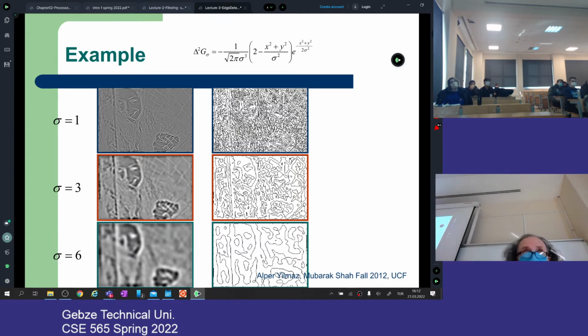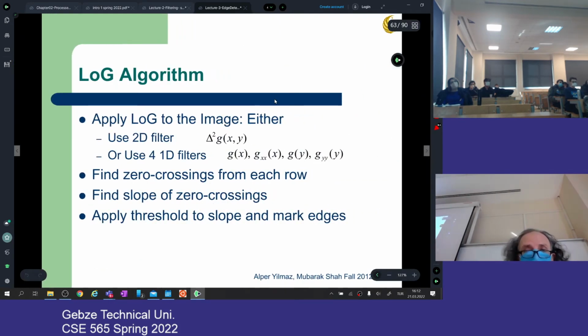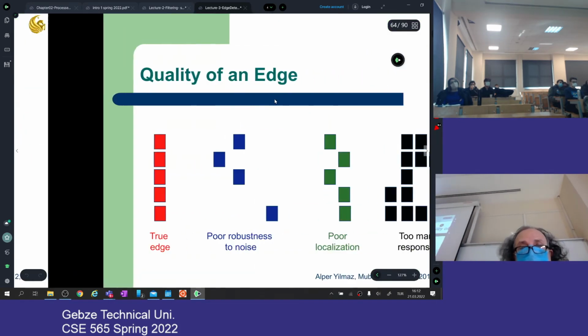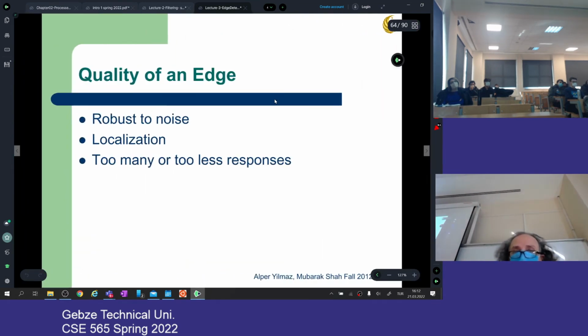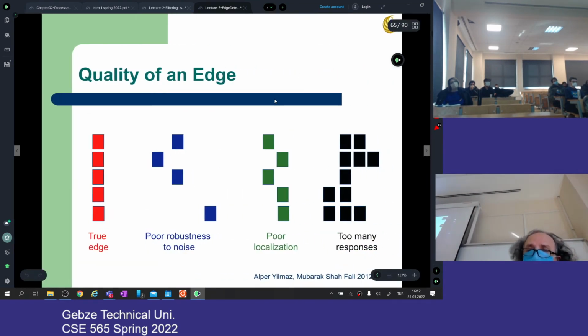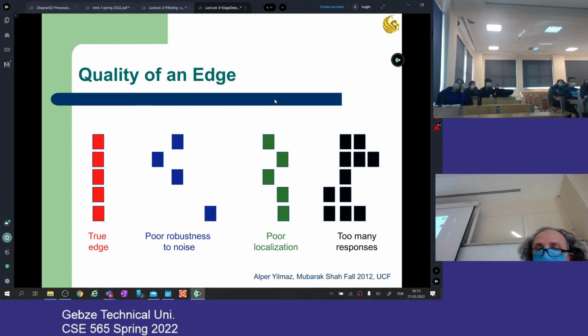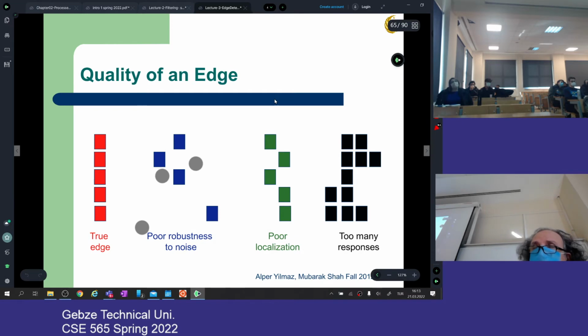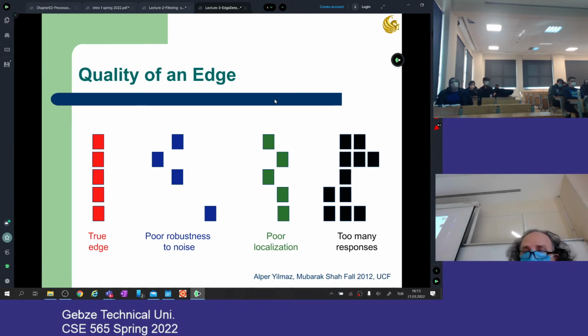Let's look at the third one, which is the one that we use most often, the Canny edge detector. The Canny edge detector says that there are three things that you need to be careful about when you are doing edge detection. First, you should be robust against noise. Noise should not affect your results. Second, when you say there is an edge, it should be at the correct place. The third one is you shouldn't report too many edges around the edge point.